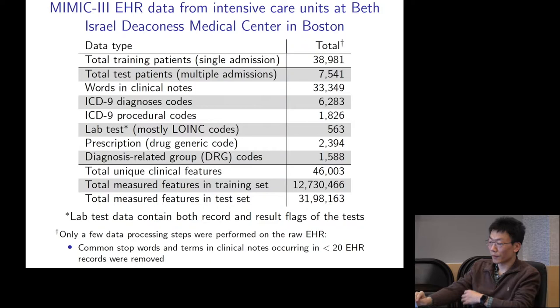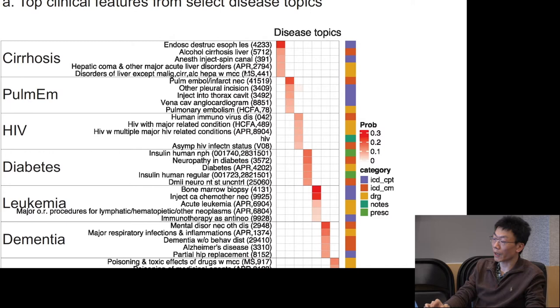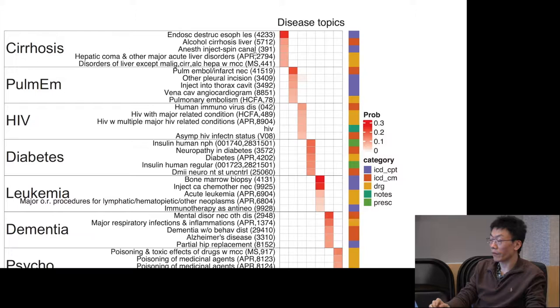Okay, and then we applied our model to this data set. What we learned is shown here, a selection of topics, for illustration purposes. The columns are the disease topics, and the rows are the underlying measurements that have a high intensity under that topic. Here we pick the top five measurements.